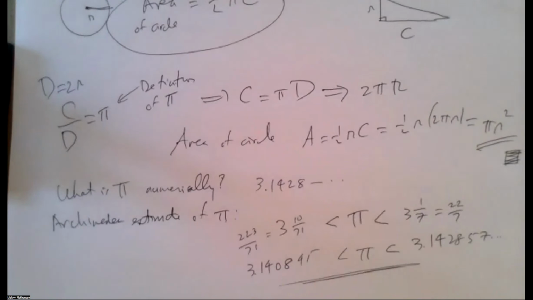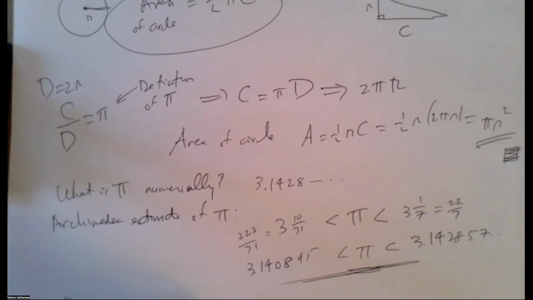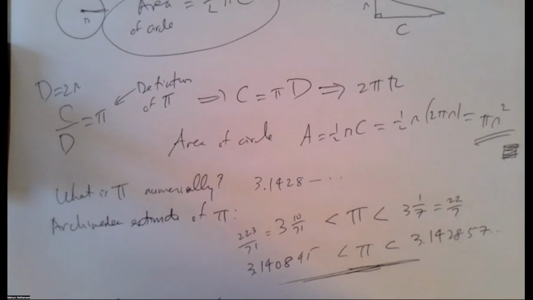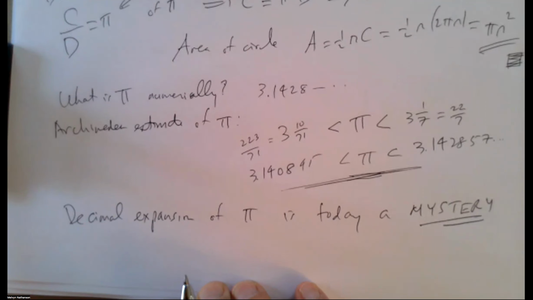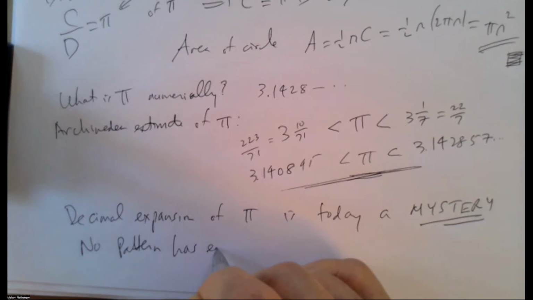Okay, so this is the great theorem in chapter 4. It's Archimedes' proof that the area of a circle is pi r squared, which had not been known before him. Now, calculating decimal digits of pi is very interesting. Let me just add this. The decimal expansion of pi is today a mystery. So decimal digits of pi have been computed to the trillions and trillions and trillions, but no pattern has ever been found.